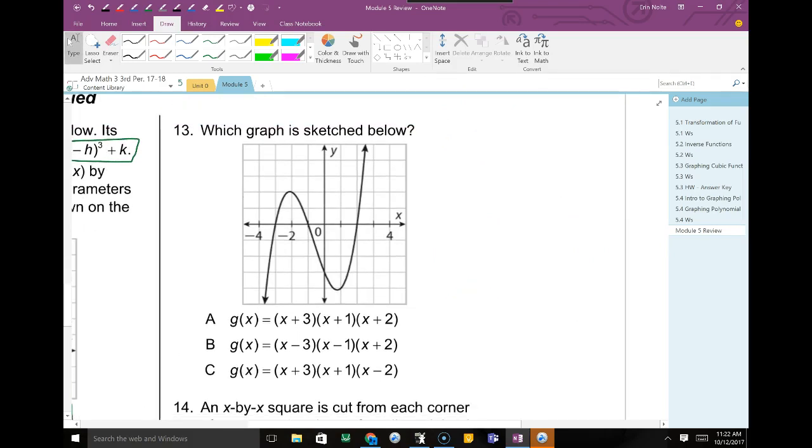Okay, ABC, which one is the right one? Let's see, we have a 0 at -3, -1, +2. Everybody agree with C? Perfect. Good.